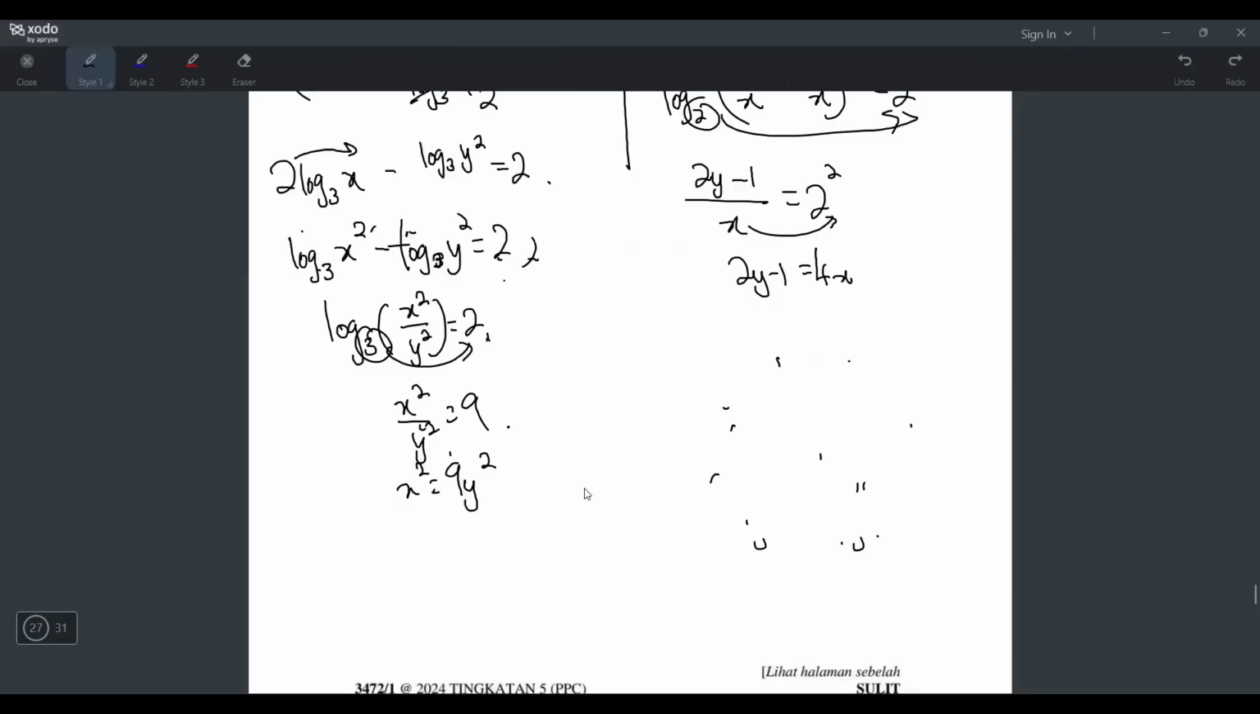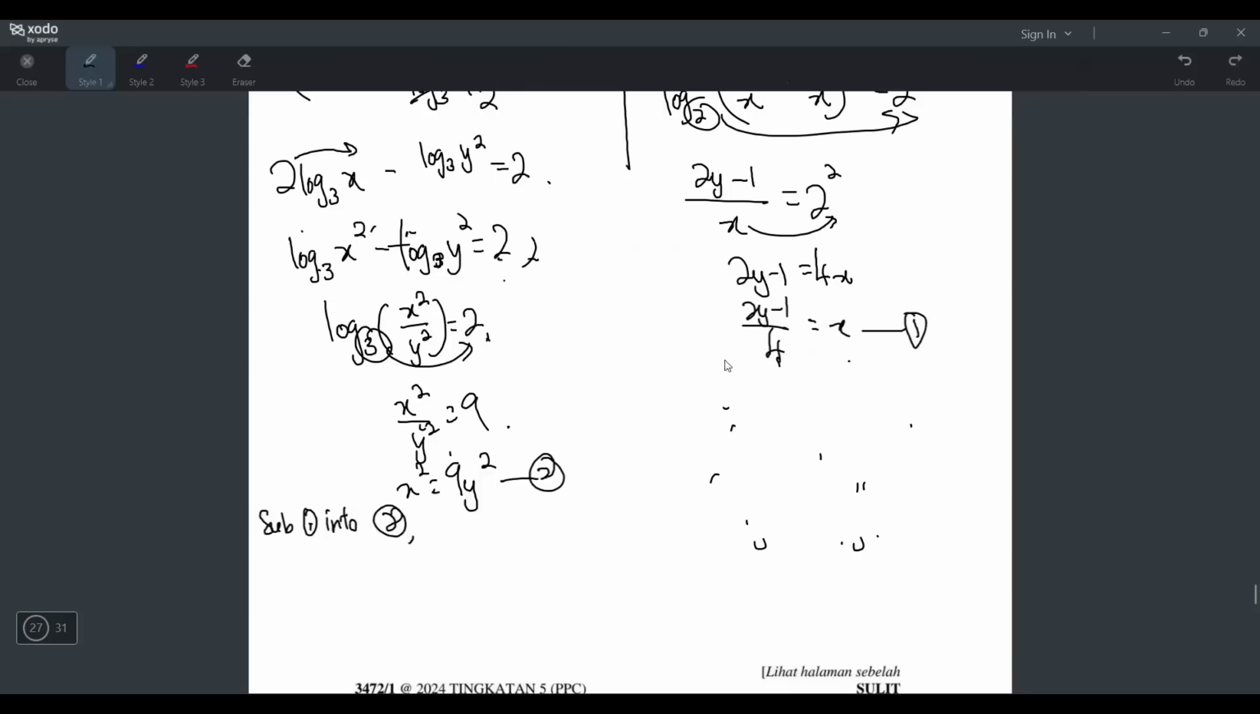Because this one, one equation is linear, right? But the other one is non-linear because power 2, right? So it's better to start from the linear. So I will try to find X here, which is 2y minus 1 over 4 lah. And I'll call this equation 1, and this is equation 2, and then sub 1 into 2. Yeah, this is how I would do it.